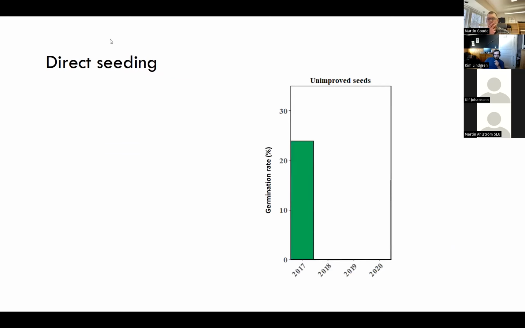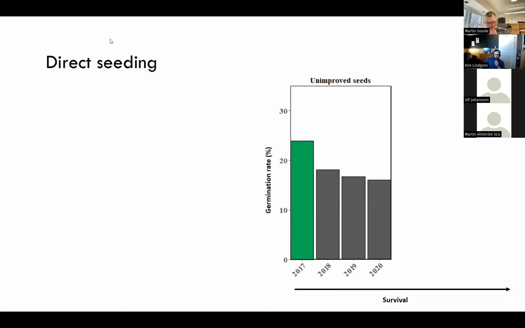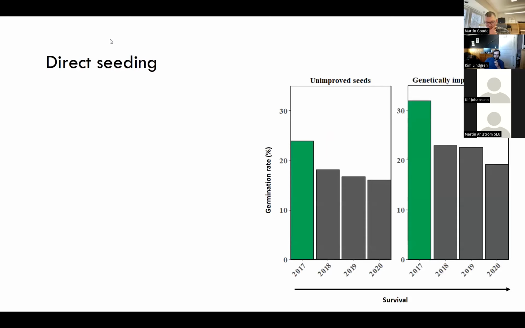So what we were interested in was a comparison of unimproved seeds from a local stand, and we were interested both in their germination and survival, and we wanted to compare them with seeds collected in seed orchards. As you can see, both germination rates and survival rates of genetically improved seeds were actually higher. So it gives some indication of better performance of seeds coming from the seed orchards. However, we couldn't prove it with the statistical analysis.